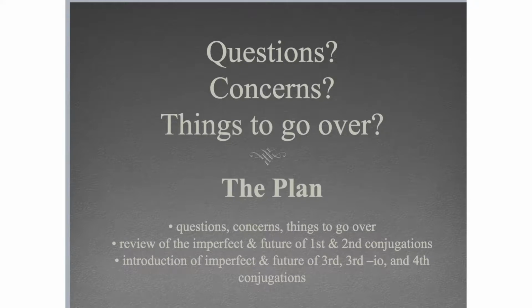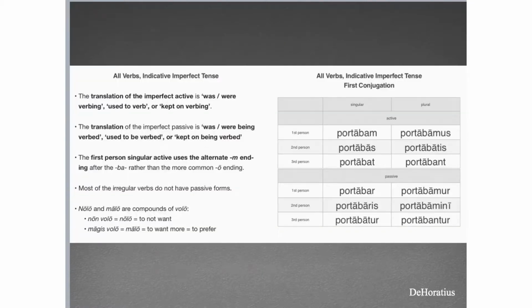We are going to take a look at the future and imperfect of third IO and fourth conjugation verbs. All right, first we're going to do some reviewing of things we already know, then take a look at the new stuff.